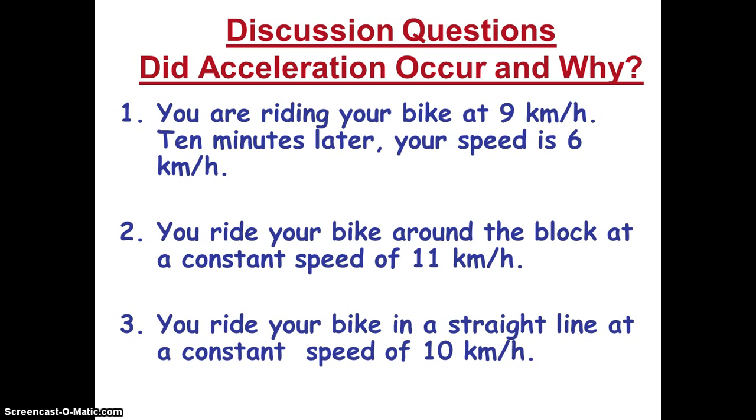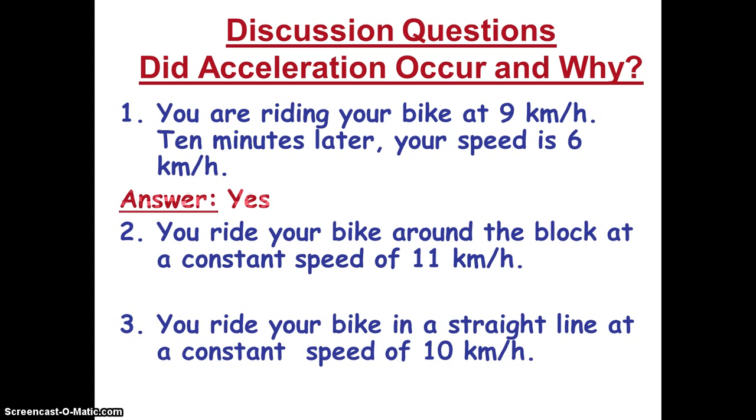Number 2, you ride your bike around the block at a constant speed of 11 kilometers per hour. Did acceleration occur? And why? Number 3, you ride your bike in a straight line at a constant speed of 10 kilometers per hour. Did acceleration occur? And why?